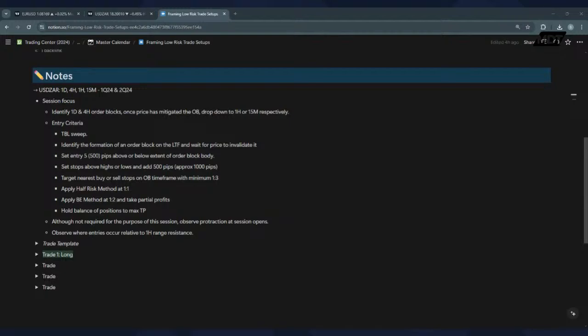In terms of management, I apply the half risk method at 1:1, just to take some risk off the table. Once price reaches 1:2, I then take partial profits. And at the moment, I'm just saying 50%. Obviously, I won't be executing on MetaTrader in this session. It will just be on TradingView, so not much to do there, but it's to make a mental note. And then I'll hold the balance of that position to max take profit if we get there.